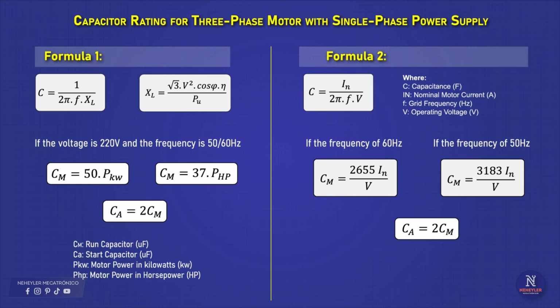From the second formula, the following can be deduced. If the frequency is 60 Hz, as for example in Peru, then the value of the run capacitor would be approximately 2655 multiplied by the nominal current of the motor divided by the operating voltage. But, if the frequency is 50 Hz, as for example in Argentina or Spain, then the number that multiplies is approximately 3183. Obviously, if we have all the data from the motor plate, it is better and advisable to use the main formulas since they would have less margin of error.